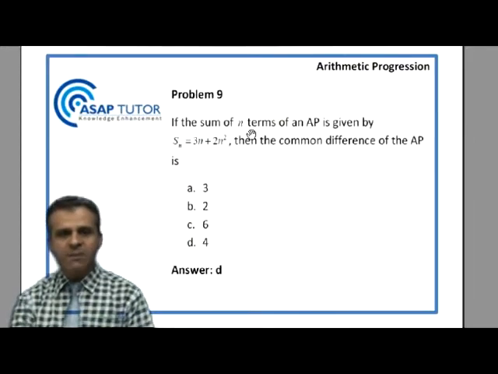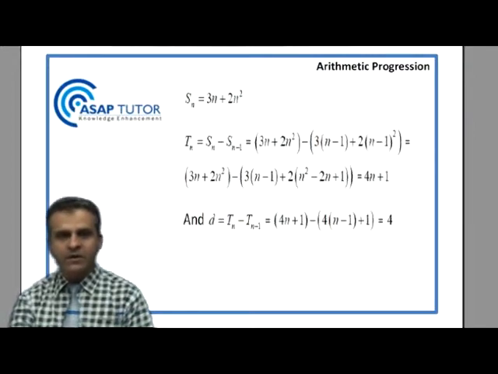Now the next is, if the sum of n terms of an AP is given by Sn is equal to 3n plus 2n square, then we want to find the common difference of the AP. So here we are getting the common difference is 4. The summation is given as Sn is equal to 3n plus 2n square.